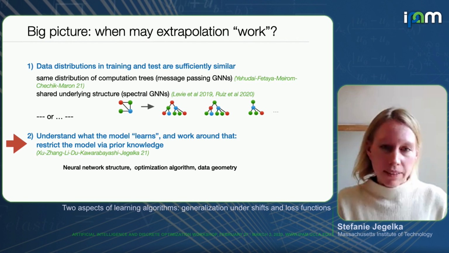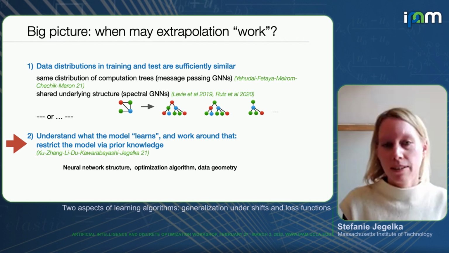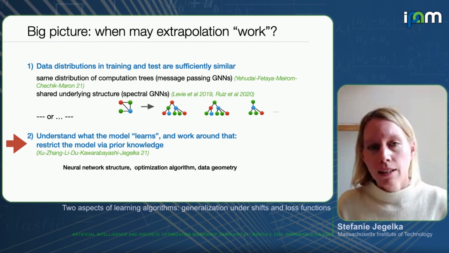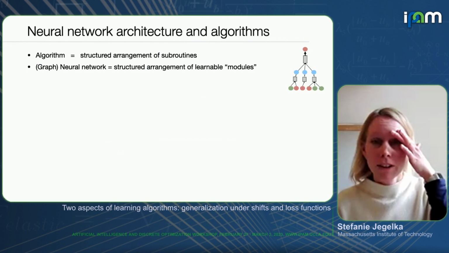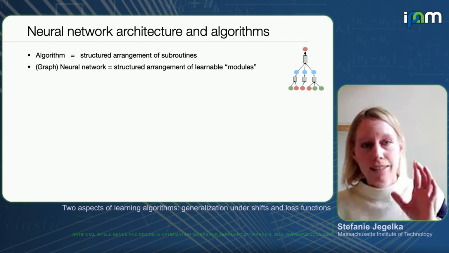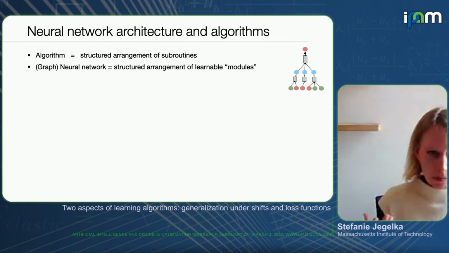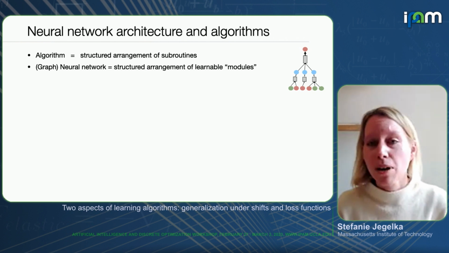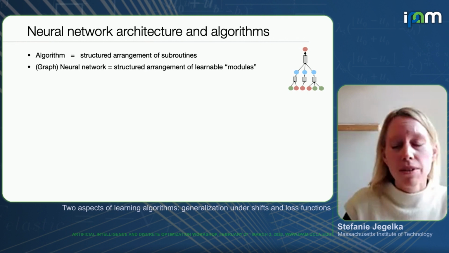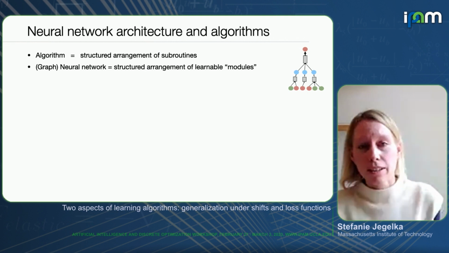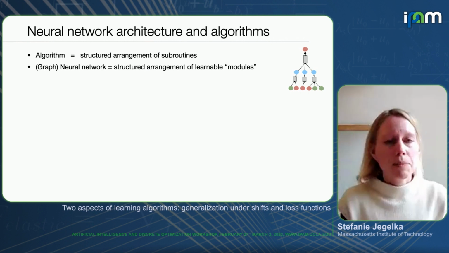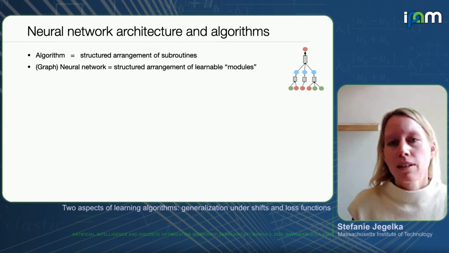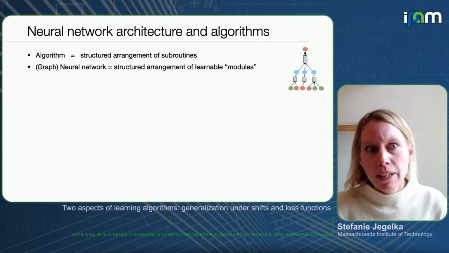So that's basically the second part of that big picture, when the extrapolation may work. And this is admittedly a very complicated problem. Understanding inductive biases of neural networks is a big and challenging problem. We have to understand the learning algorithm, the architecture, and the data, and all of that interplay. So to make this a bit tractable, I want to use the idea of algorithmic alignment.